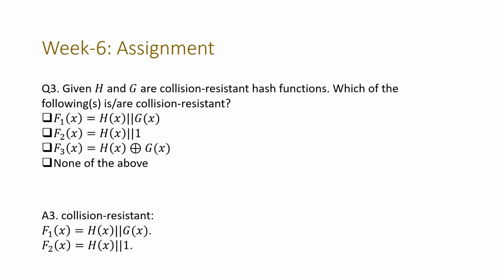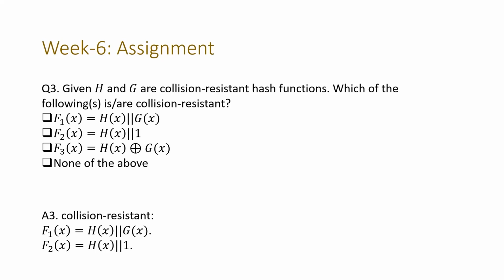You are given the first construction as f1(x) equal to h(x) concatenated with g(x). Let's assume that f1 is not collision resistant. What would that imply? It is easy to find a pair of inputs x1 and x2 such that f1(x1) is equal to f1(x2). That is the property of collision resistance, so if it is not collision resistant, you can easily find such a pair of inputs x1, x2.